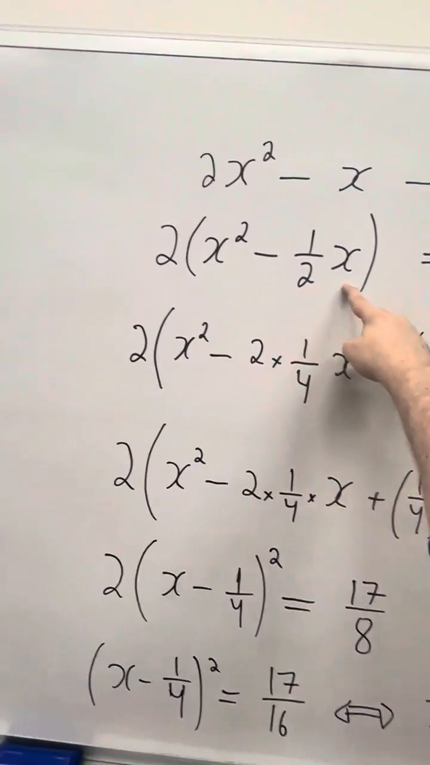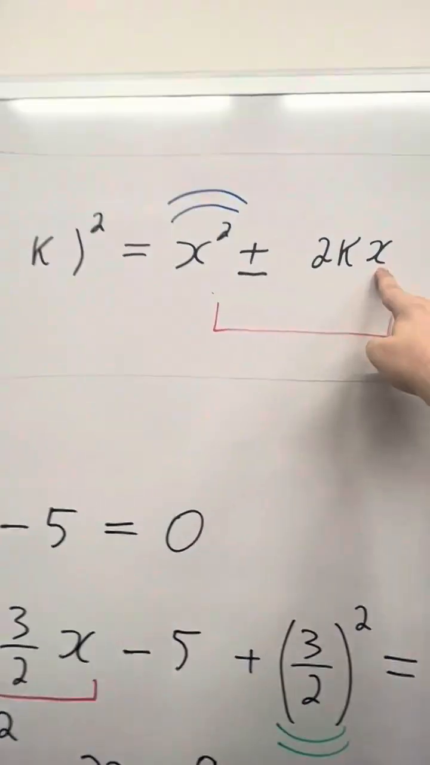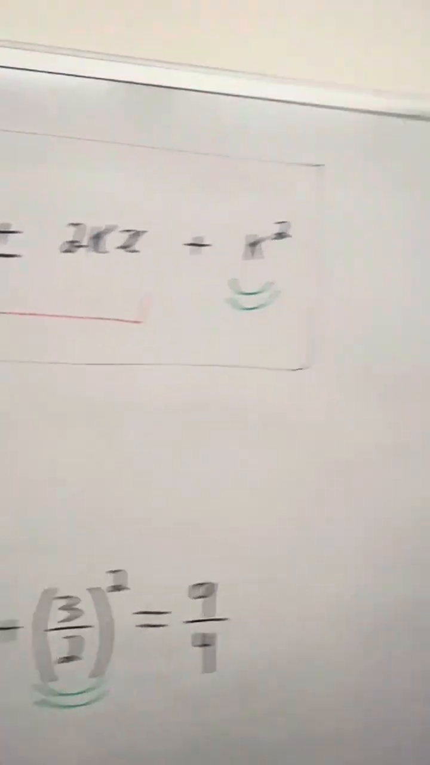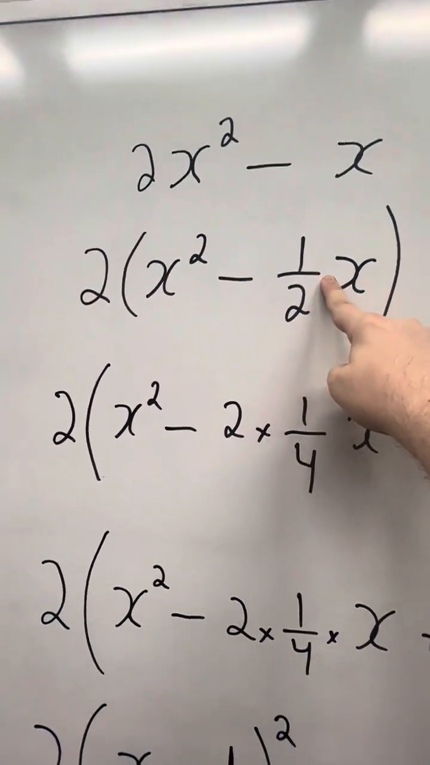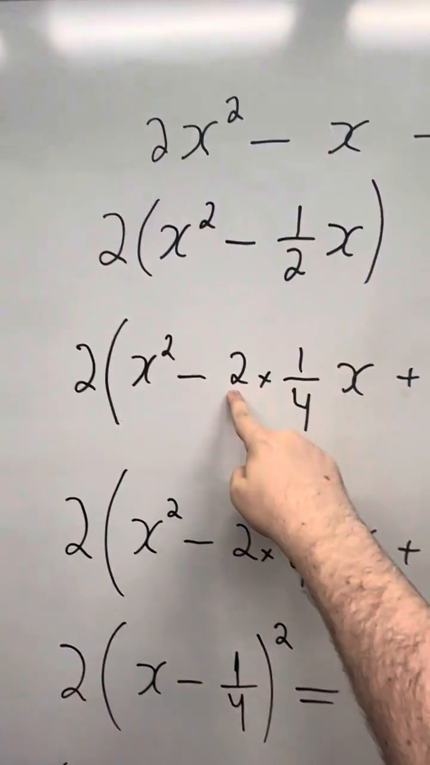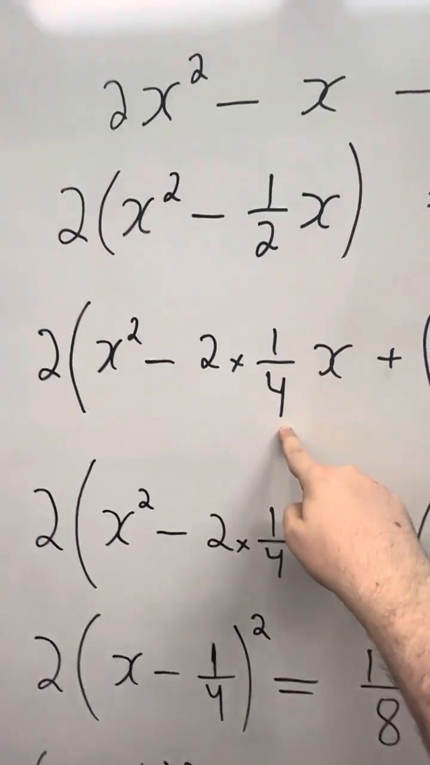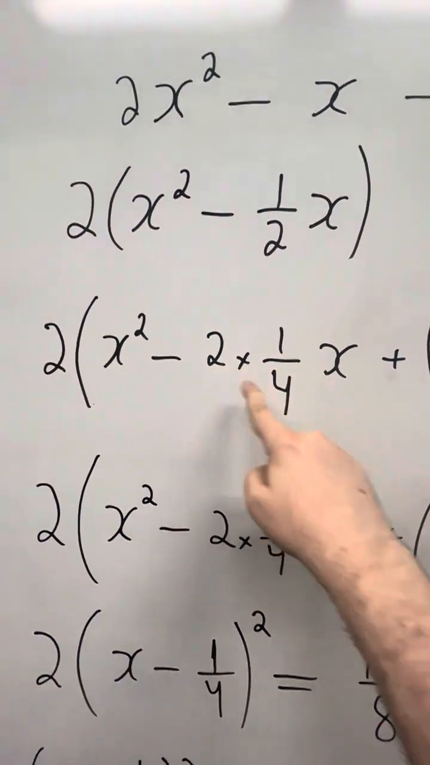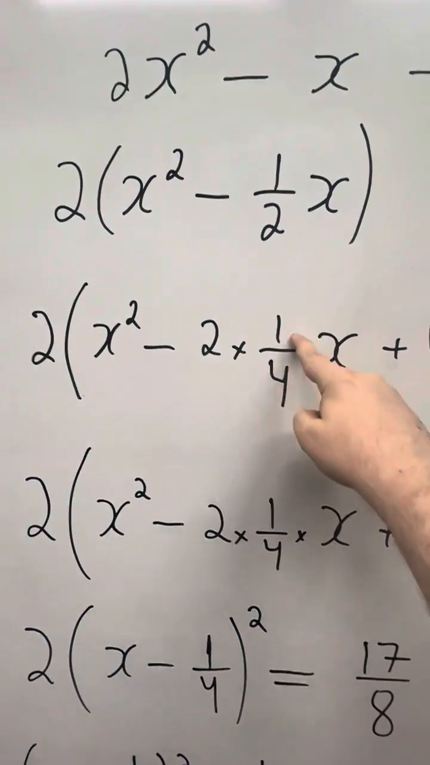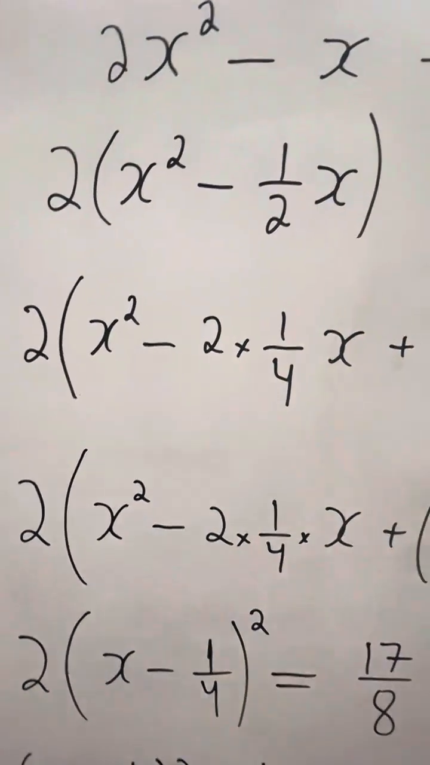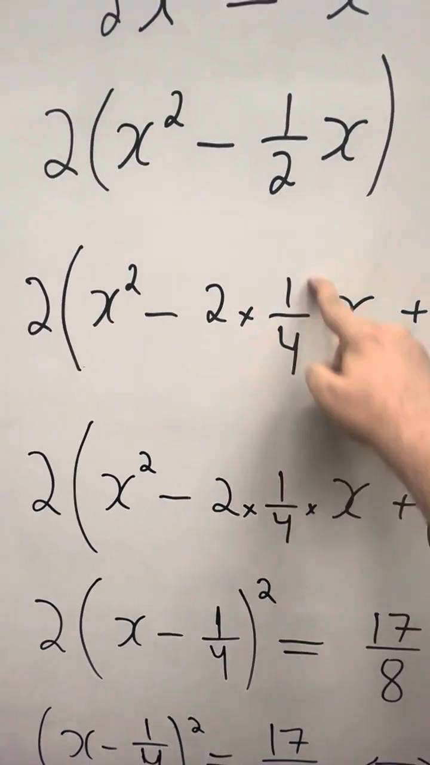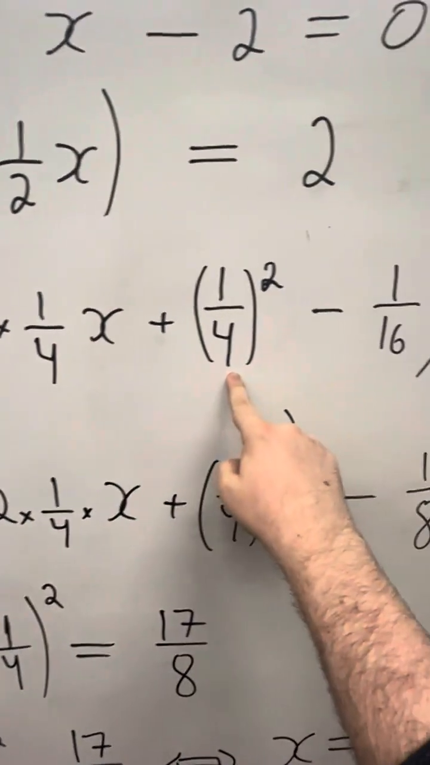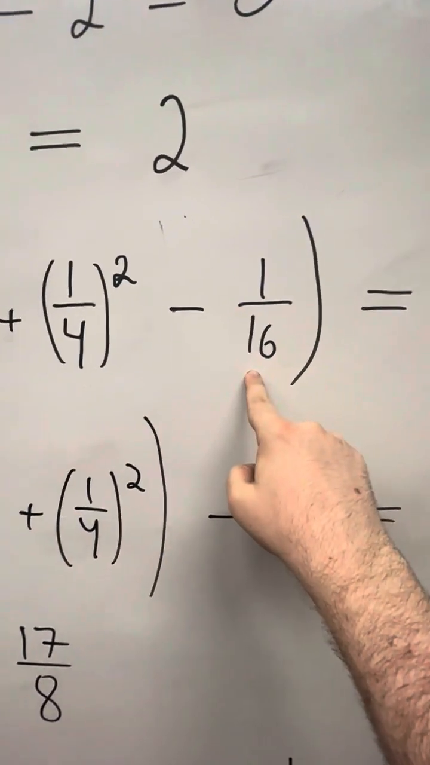Now I have to make what's inside of this parenthesis similar to my formula here. So the x has to multiply 2 times something. But the x is not multiplying 2 times something, it's multiplying 1/2. So what do I do? I multiply by 2 and divide by 2. Instead of minus 1/2, it's minus 2 times 1 over 4. 2 times 1 over 4 is 1/2, so I did not change anything. But now I know my k. My k is 1/4, so I add k squared, and I subtract k squared to compensate.